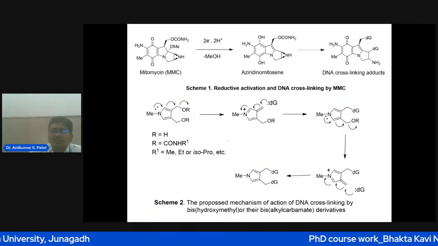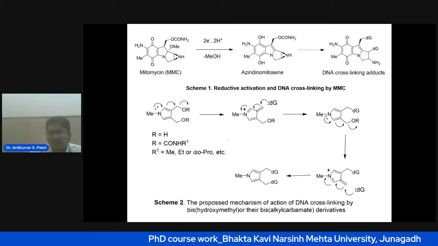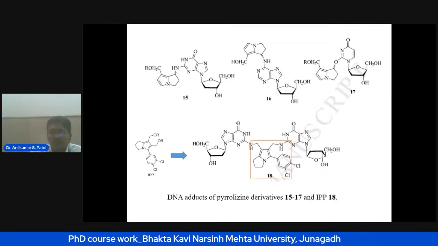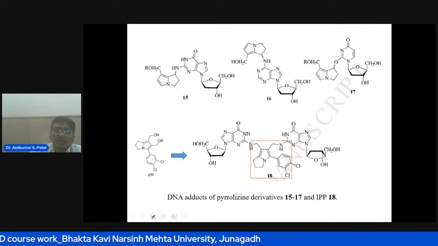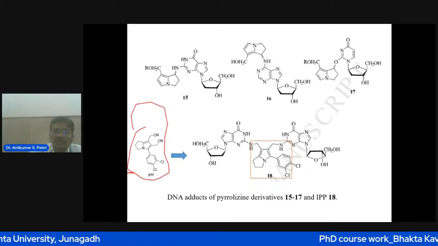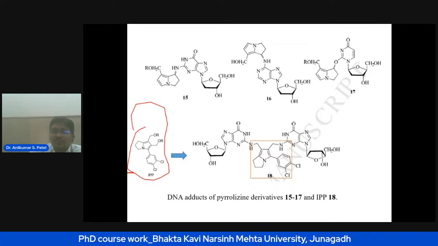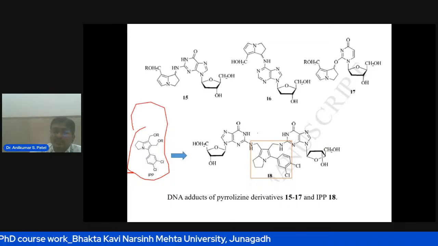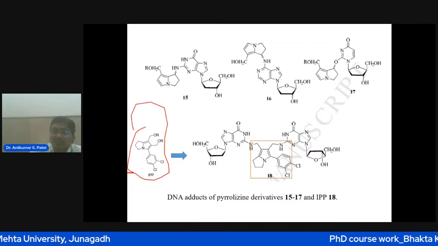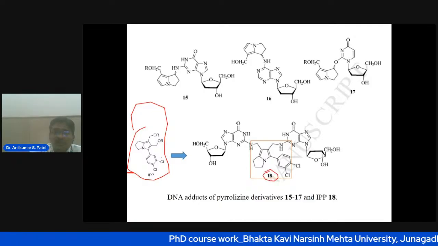So these types of reports, Anderson and group has reported these compounds. One compound is particularly IPP. When IPP interacts with the DNA, it can produce a DNA cross-linking. Here we can say that this is a DNA adduct of the pyrrolizine derivative, particularly compound 18. These compounds come from this IPP.